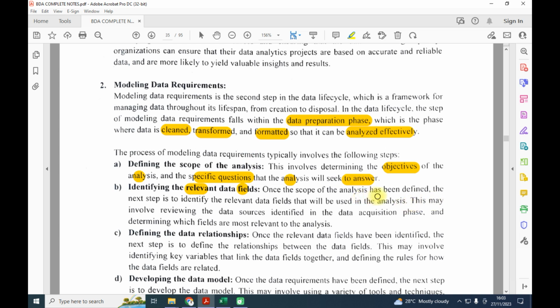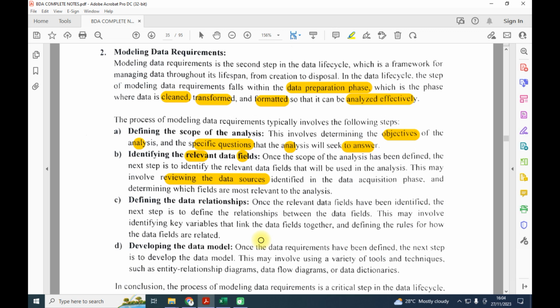Once the scope of the analysis has been defined, the next step is to identify the relevant data fields that will be used in the analysis. This may involve reviewing the data sources first. What is the source of the data that we have identified under the acquisition phase, and determining which fields are most relevant to our analysis. So we shall define which particular fields are relevant in our analysis so that they will be included whenever we are modeling the data requirement.